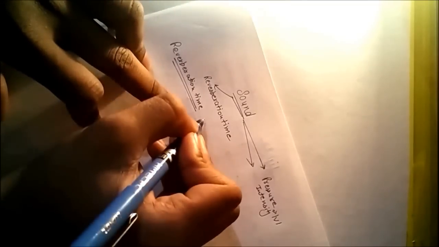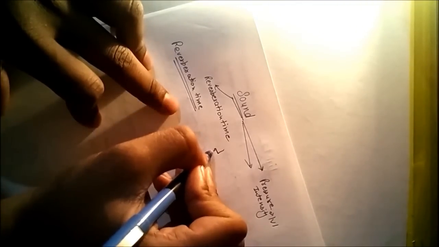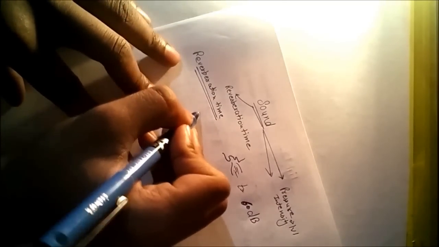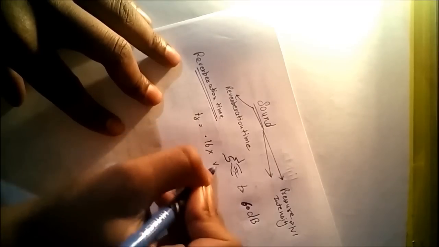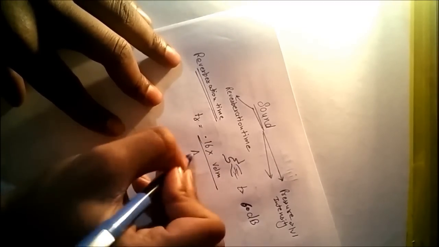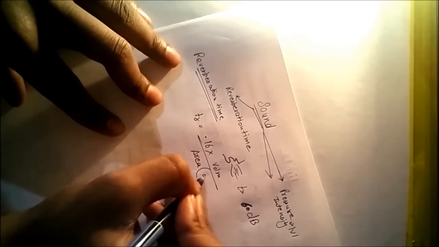Reverberation time, as we all know, is the time taken by the sound so that its intensity drops by 60 decibels, because after 60 decibels we can't hear, so that is the reverberation time. Now there is a simple formula for reverberation time. T is equal to 0.16 into volume of room upon area or absorption.